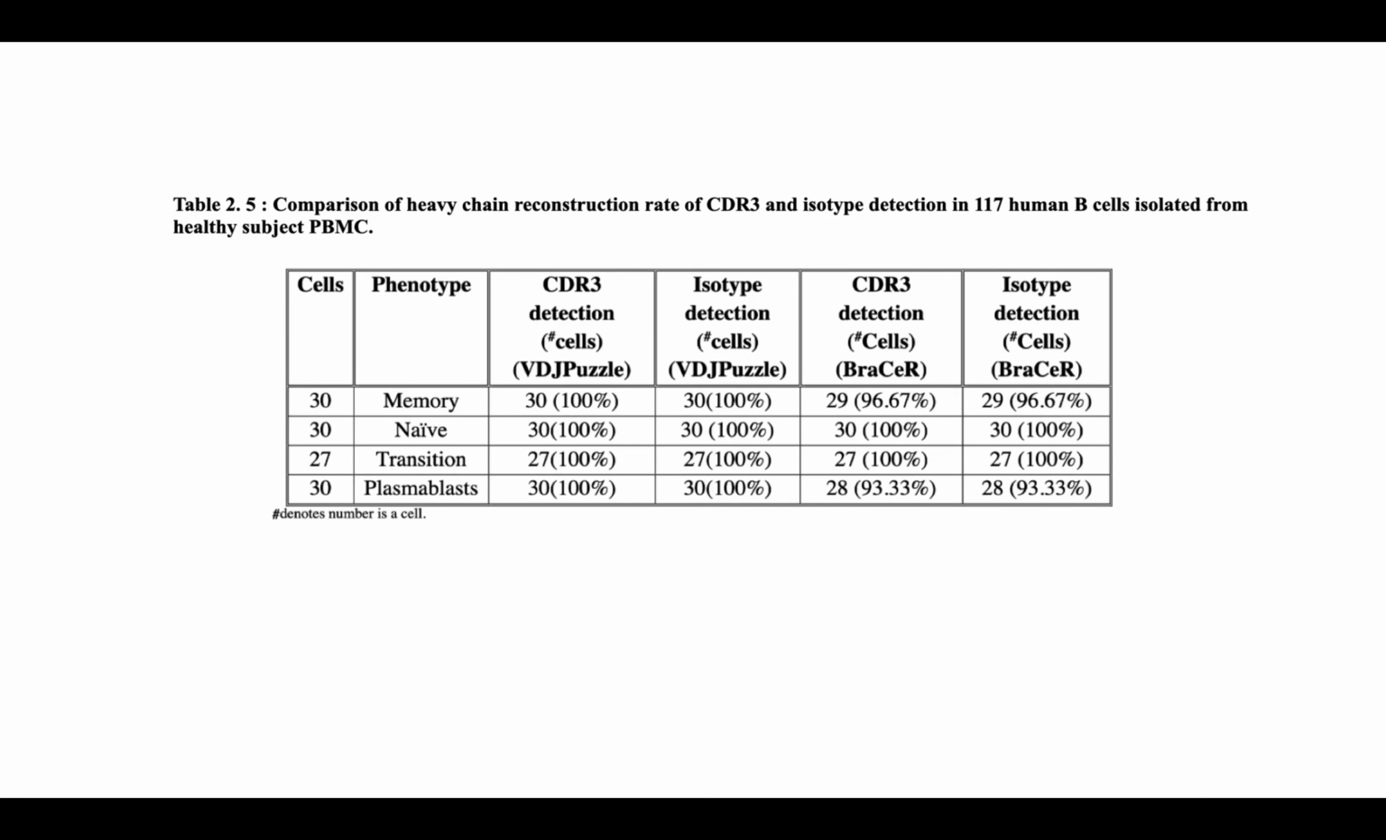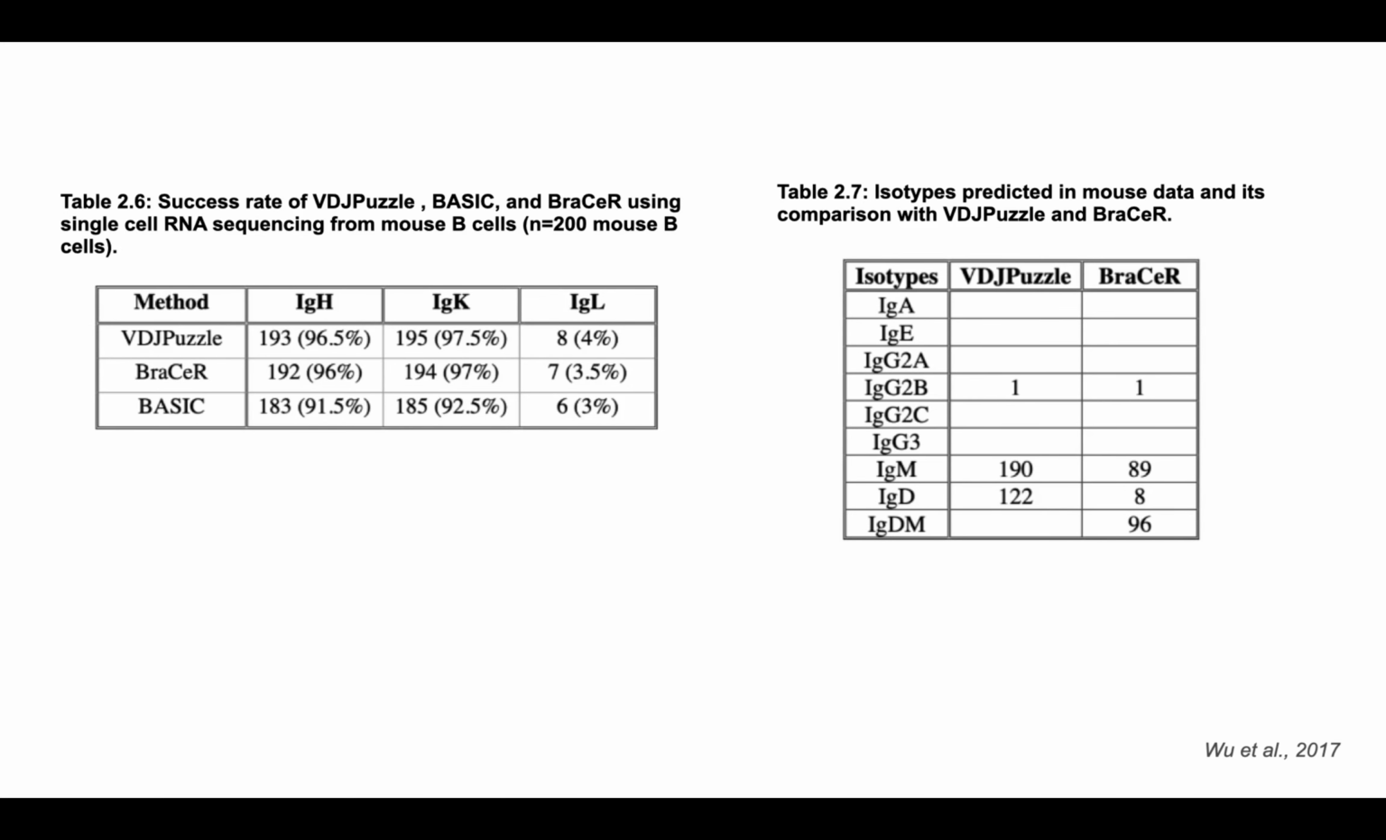Also, we validated different CDR3 and isotype detection and compared it with BRACER, this particular tool. And then we had different isotypes that we wanted to detect, as well as different subtypes of B cells: memory, naive, transitional, and plasmablast. So we see VDJPuzzle is better in accuracy when we compare with BRACER. As well, we did this validation on mouse cells, where we had VDJPuzzle, BRACER, and BASIC, and we see how these tools are different and which is performing better.